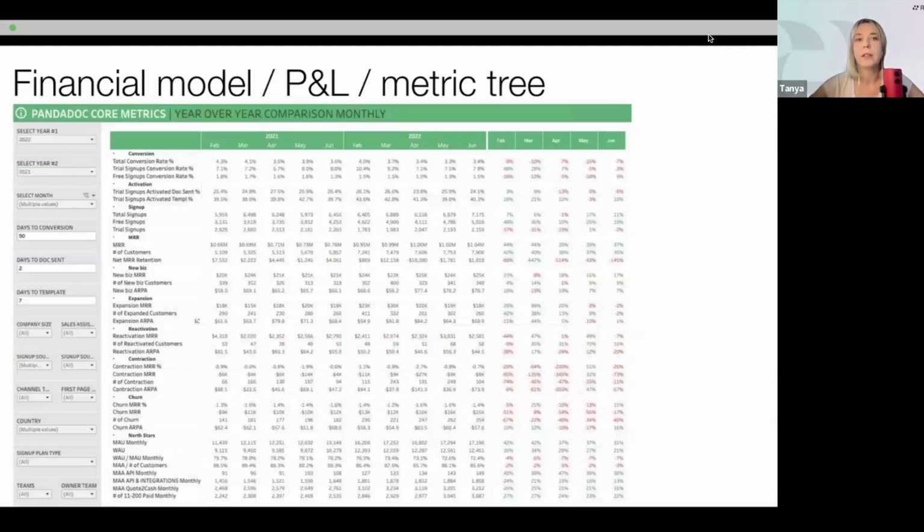This one is also an example of a similar artifact. It's also a financial model with all of these components of revenue. But you can also see that it's connected to some product metrics at the bottom.